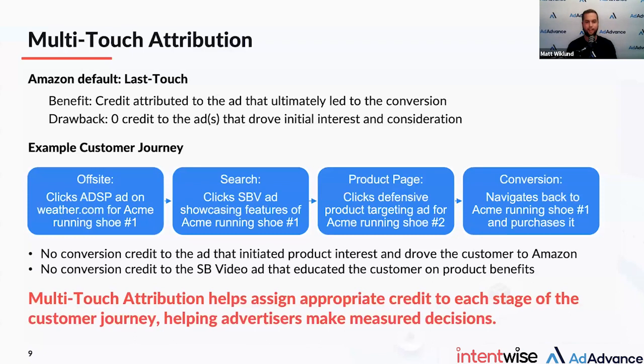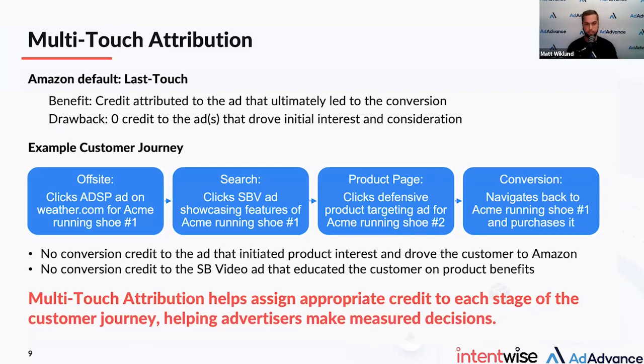I was considering it. It showcased awesome features. I click through on it. I'm interested. But my last click before I purchased was on a product page defensive ad, like a cross promo product targeting ad. Ultimately, I buy running shoe number 1. The full credit of the conversion goes to that product targeting ad for running shoe number 2.